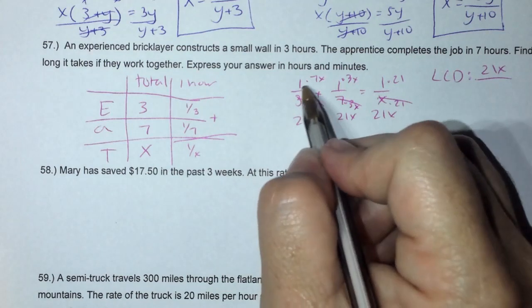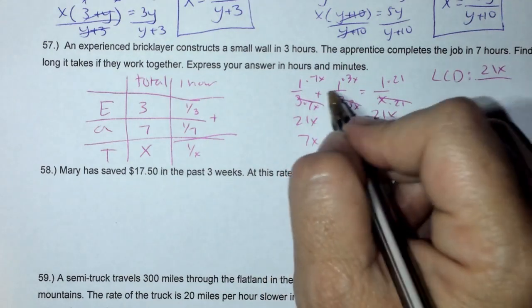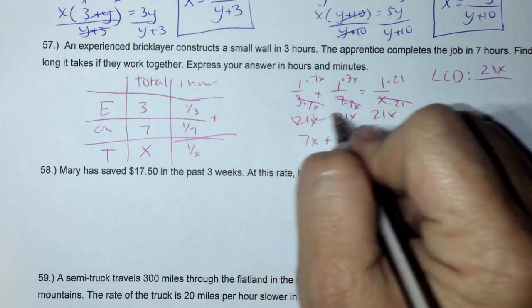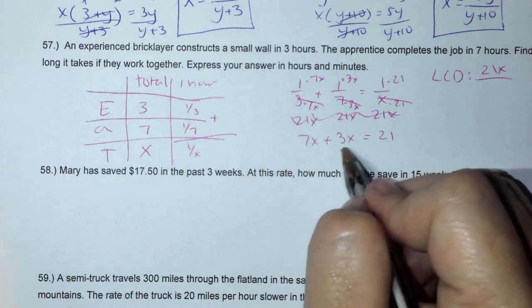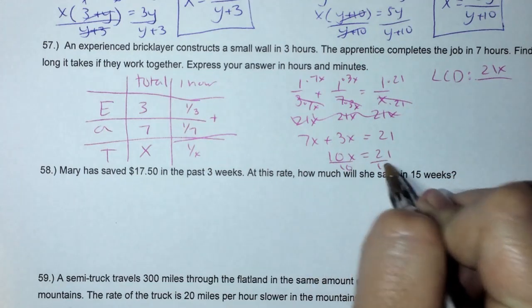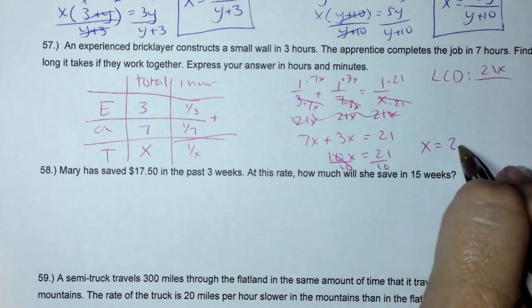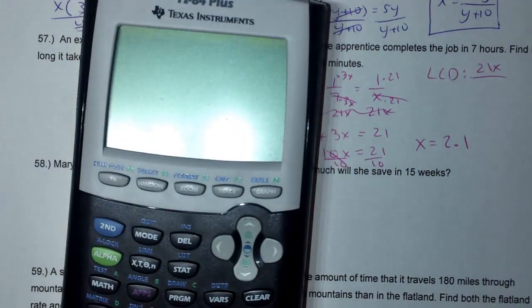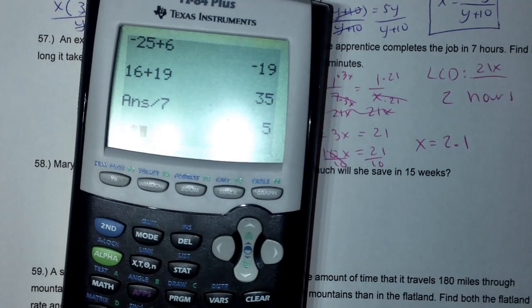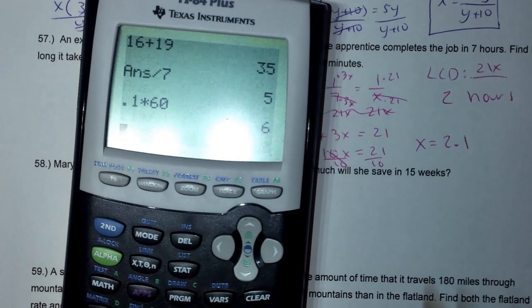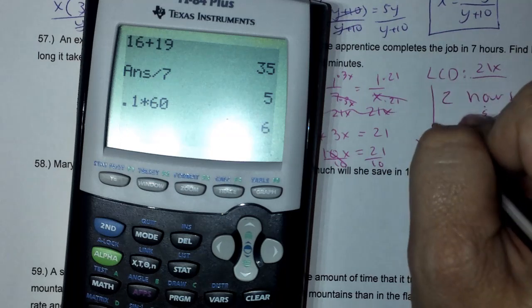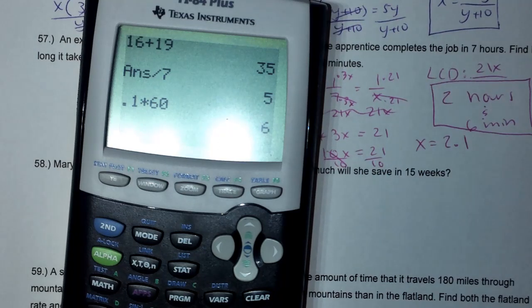And now we have 1 times 7x is 7x, plus 1 times 3x is 3x, equals 1 times 21 is 21, because we canceled our denominator. 7, 8, 9, 10, 10x equals 21. Divide by 10, and I get x equals 2.1. Well, I know that that's 2 hours, and that 0.1 times 60, take your decimal times 60, is 6 minutes. So 2 hours and 6 minutes.